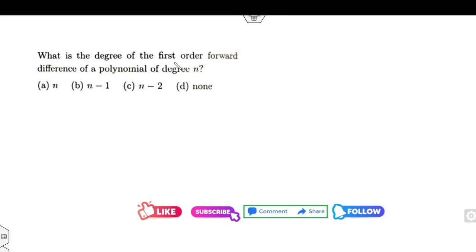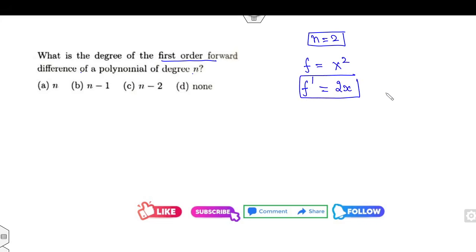What is the degree of the first order difference of a degree n polynomial? You can choose n as 2. I can choose n as 2. What is the polynomial? x square. What is the first order derivative? 2x. What is the degree of this polynomial? 1. He said 2 because n is 2, so this option is cancelled. 2 minus 1, we will see. 2 minus 0 would be a constant function, not possible. Only the right option is B, which is my right answer.